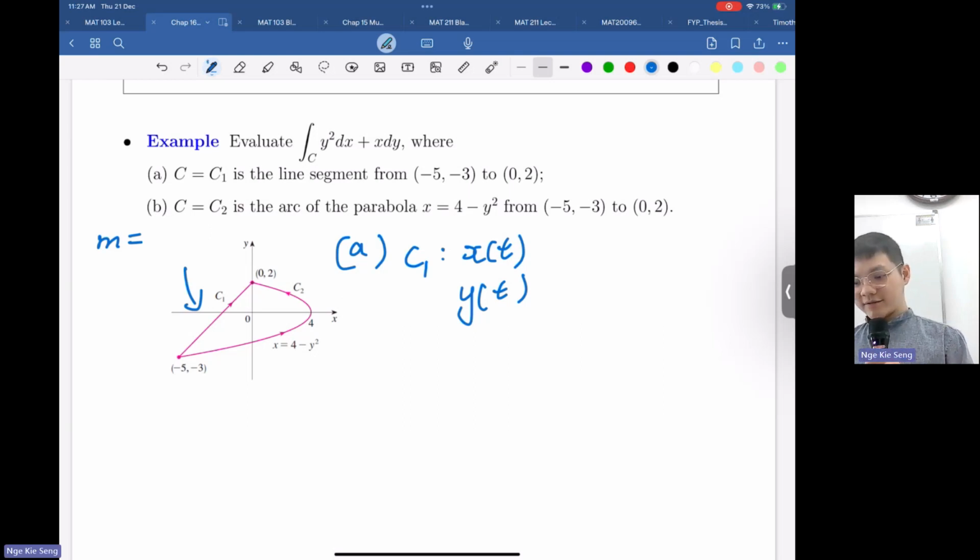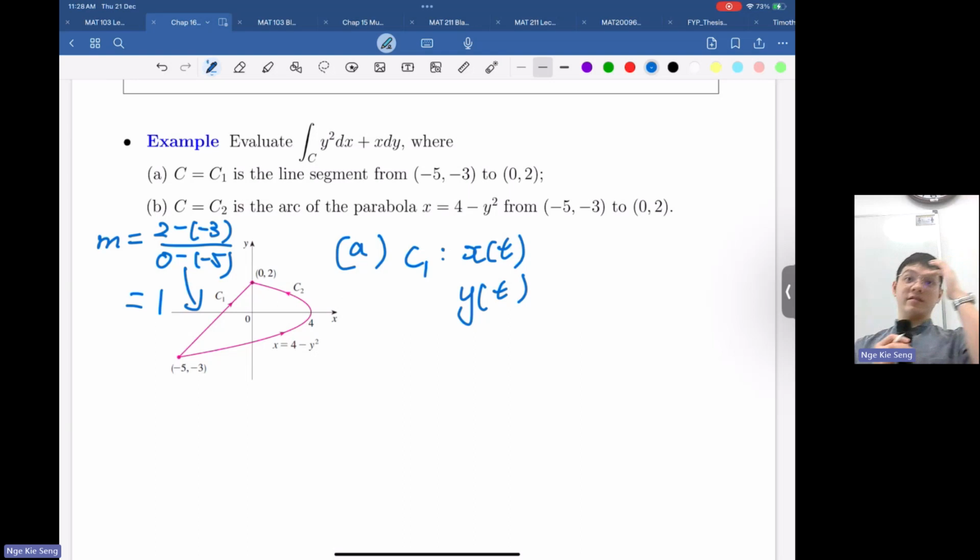It's 5, eh? Not y1 minus y2 over x1 minus y. Okay, so you use minus 3 over 0 minus 1. So you get 1. Okay, you get 1. So the gradient is 1.